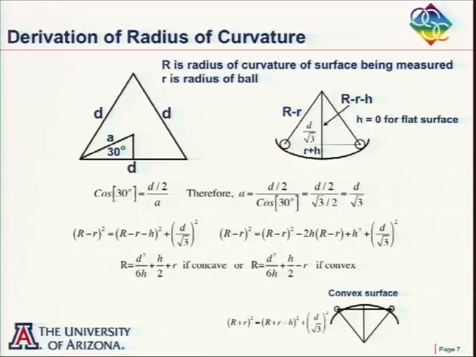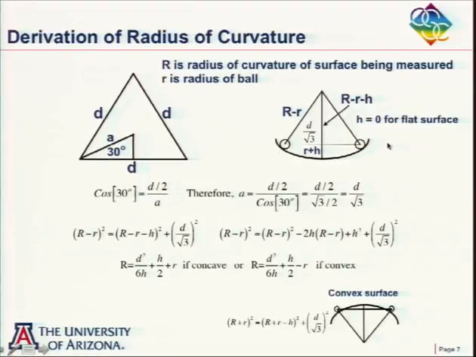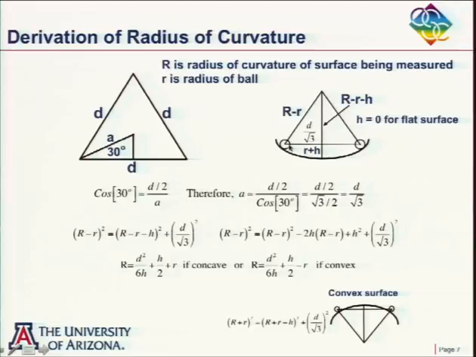Now, if I have a flat surface here, I'm going to define h, the sag. h is going to be 0 for a flat surface, so that would go straight across here. If I draw a line between the centers of the two balls here, and I look at how far it is from there down to the surface, that is r plus h.